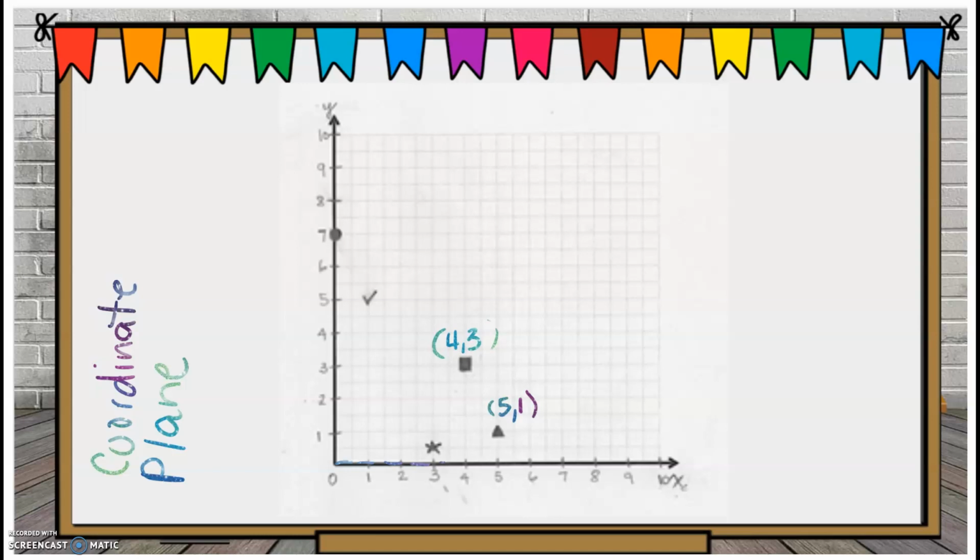Now let's look at the check mark. So the check mark lines up with the 1 on the x-coordinate. So the x is 1. And then it lines up with the 5 on the y-coordinate. So the y-coordinate is 5. So we say that point as 1, 5.